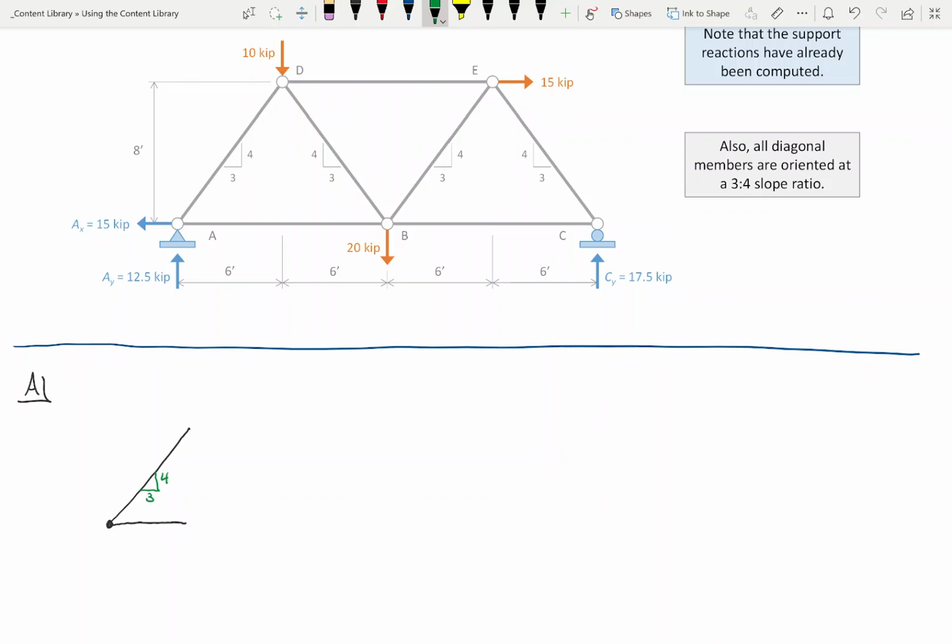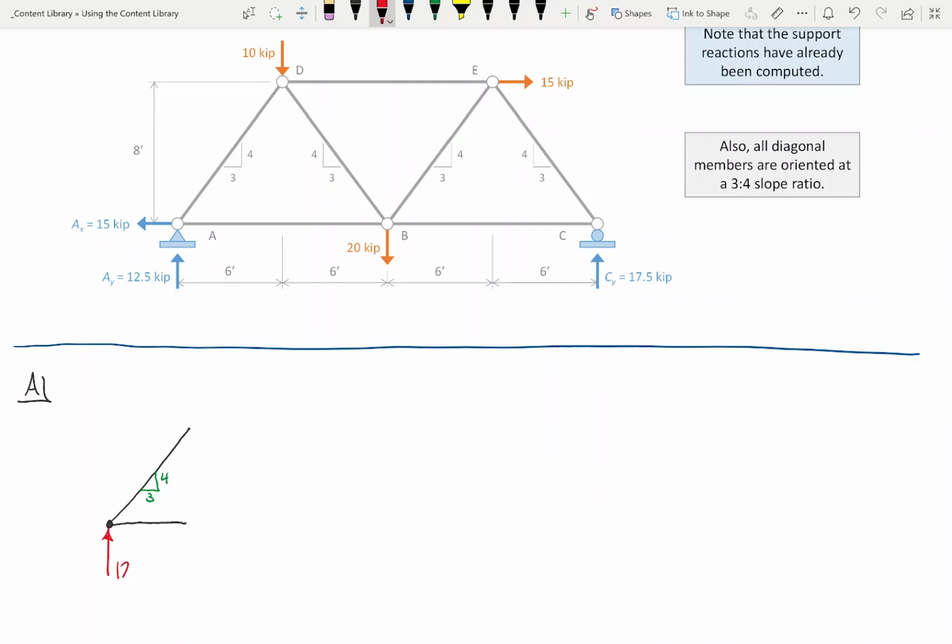That's a 3 to 4. Everybody okay with that? Okay. Now, the next thing that I will do is write down any forces going through that joint that I now know before I do any calculations. How many forces do I know that are going through that joint? 2.